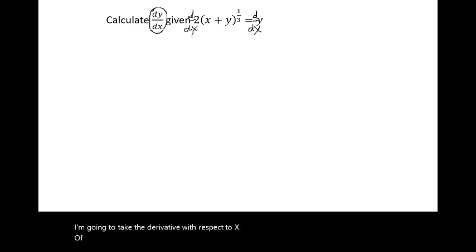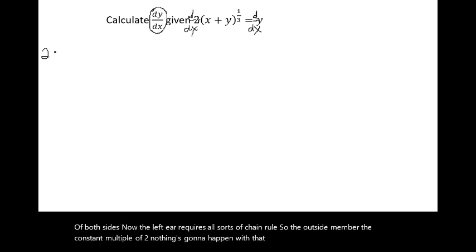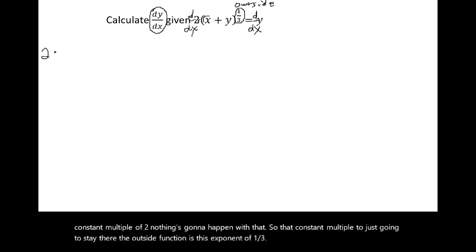Now the left requires all sorts of chain rule. The constant multiple of 2, nothing's going to happen with that, so it's just going to stay there. The outside function is this exponent of 1/3. The inside function is x plus y. And remember, we're taking the derivative with respect to x.